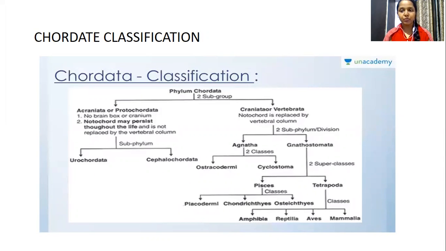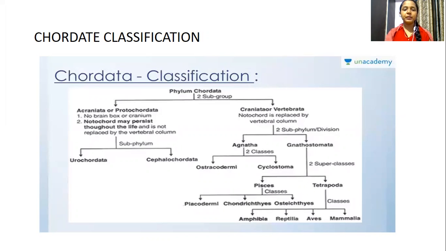It's otherwise called the brain box, which actually protects the brain. That kind of cranium is not there in certain individuals, and those individuals will be grouped under acraniata. And the craniata, otherwise called vertebrata, are the organisms that have the brain box.